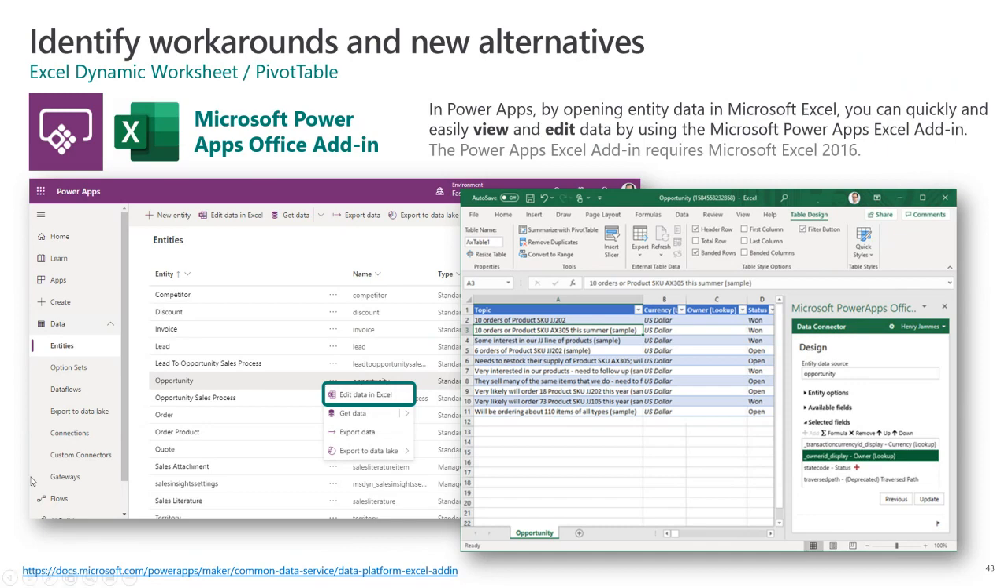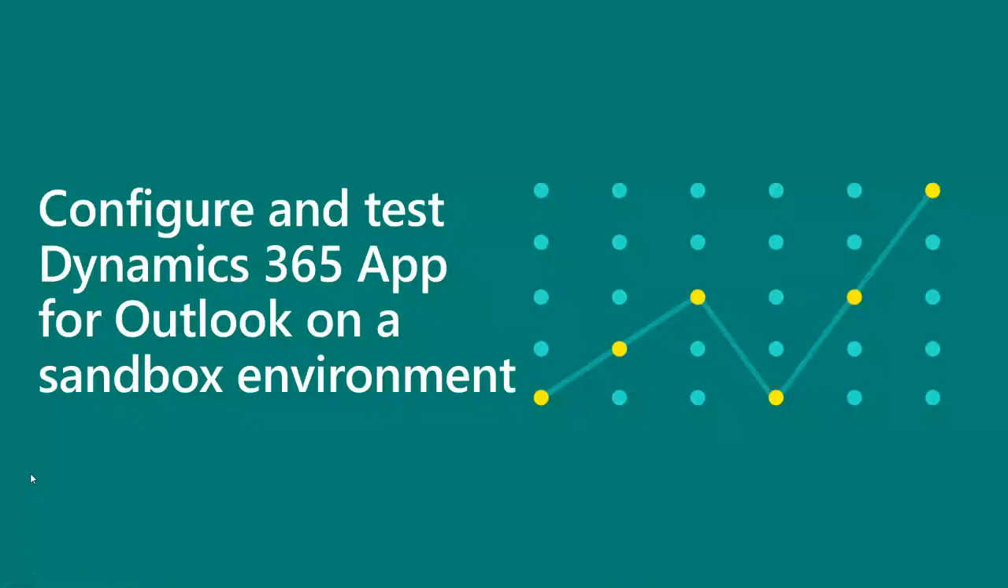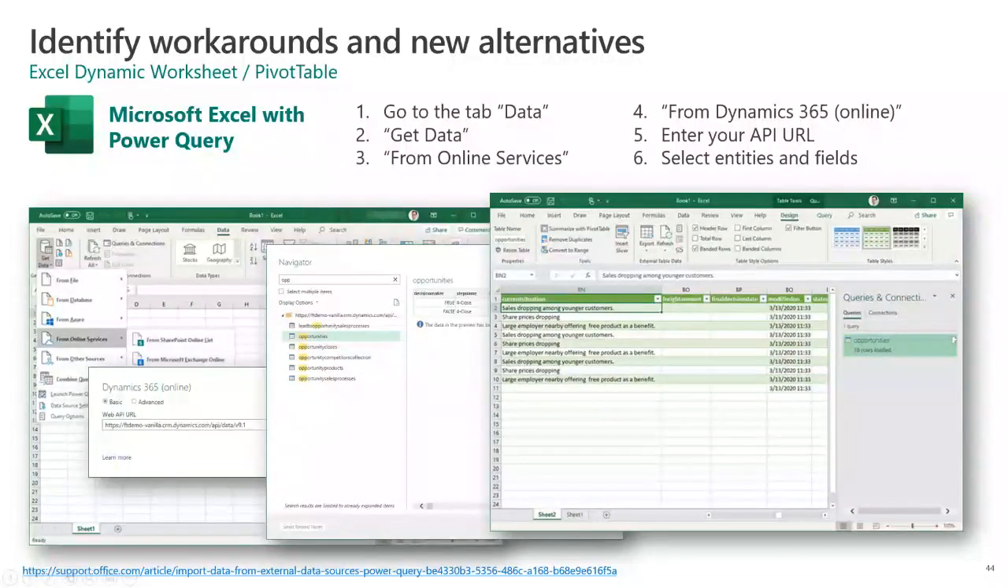You can also use a standard feature in Excel if you want to refresh data from Dynamics 365 to Excel. You have a data tab in Excel, and if you click on get data from online services, you can choose Dynamics 365 online, enter the URL, and then you're able to select the entities you're interested in and get the data directly to Excel. And you can refresh those data so that they reflect the latest data that you have in your CRM.